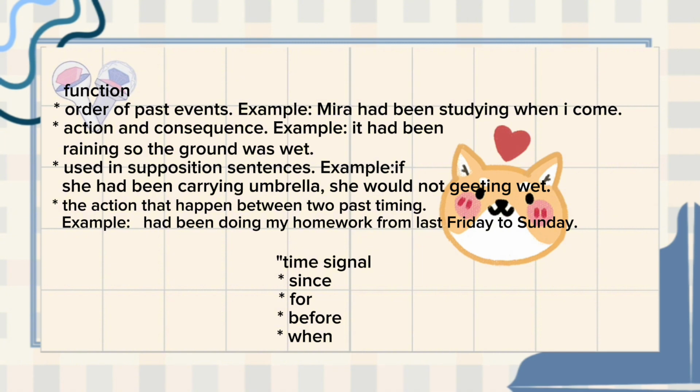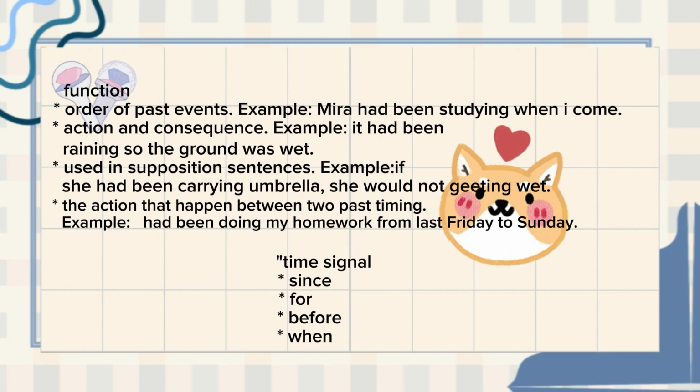And the last function is the action that happened between two past timings. For example, I had been doing my homework from last Friday to Sunday. So in this function, we can know about the timing that happened in the past.